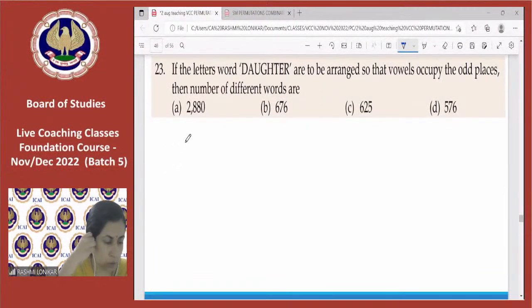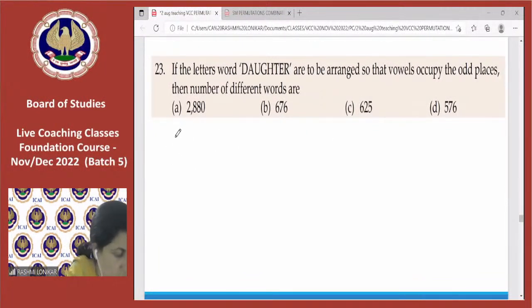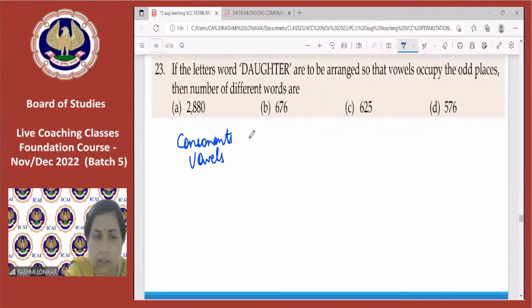So DAUGHTER. Let us see which are the consonants and which are the vowels. D is a consonant. A, vowel. U, vowel. G, consonant. H, consonant. T, consonant. E is a vowel and R is a consonant. 1, 2, 3, 4, 5 consonants and 1, 2, 3 vowels.